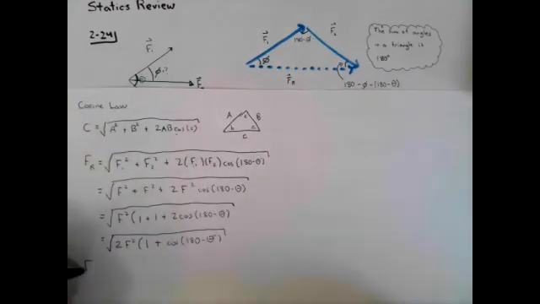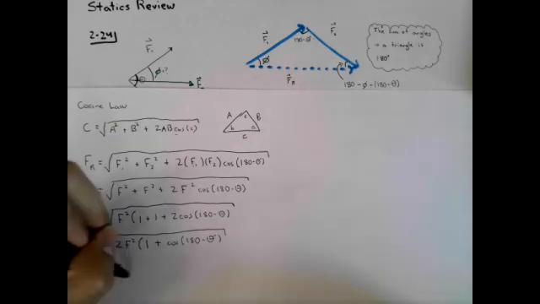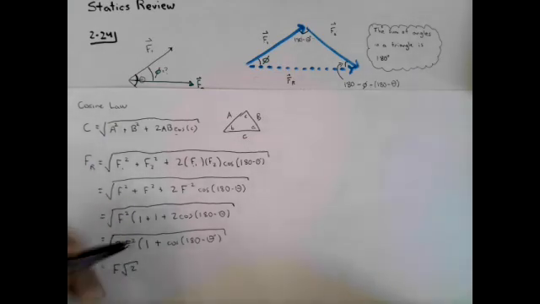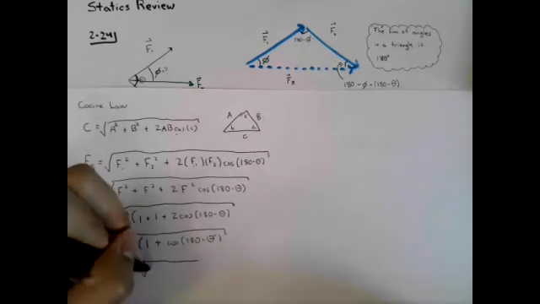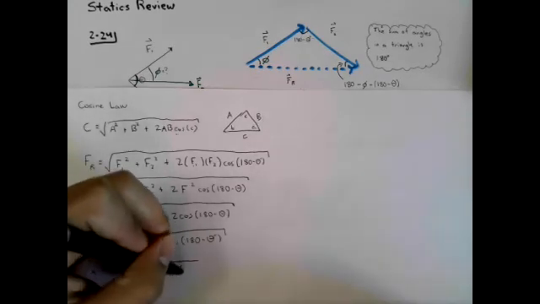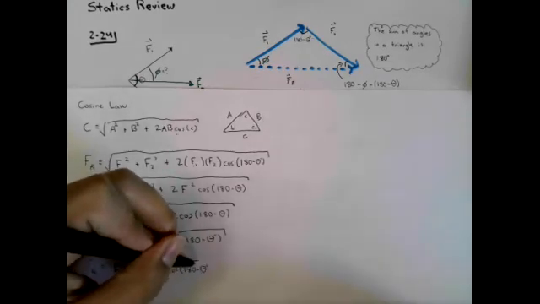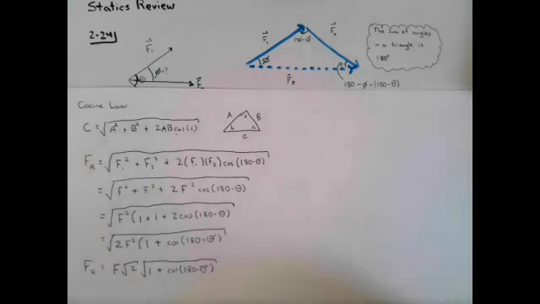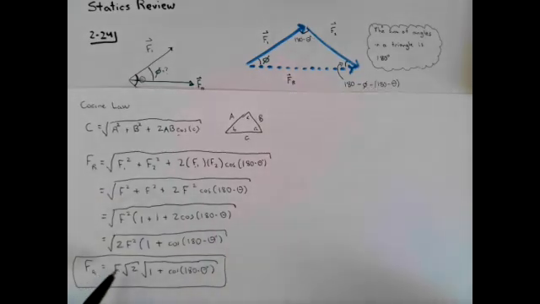Of course, we know that the square root of F squared is simply F. The square root of 2 is simply square root of 2. And then we end up with the square root of 1 plus cosine of 180 minus theta. Now, you could leave this exercise like this, and that would be a good enough answer. Because now that gives you an answer where, as long as you have the magnitude of F and the value of theta, you can find the resultant force without having to do any other operations.